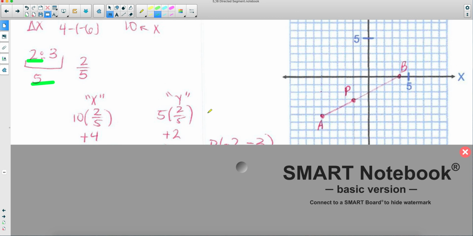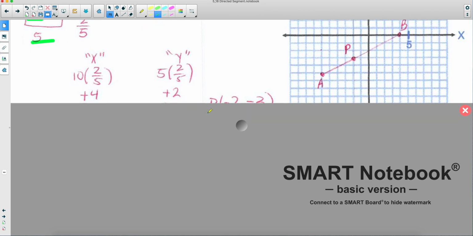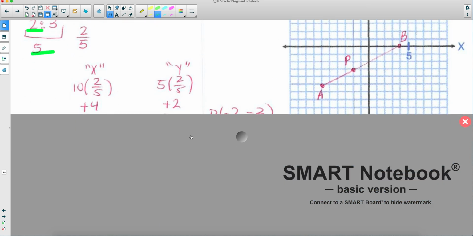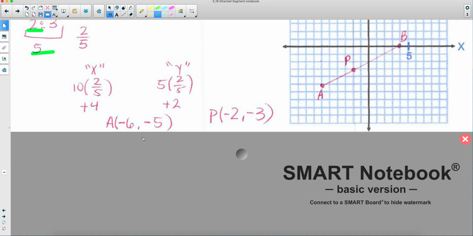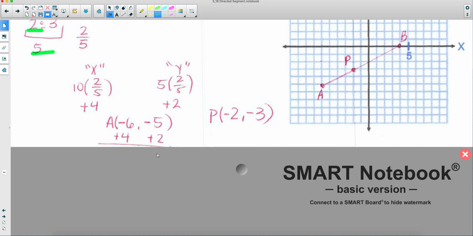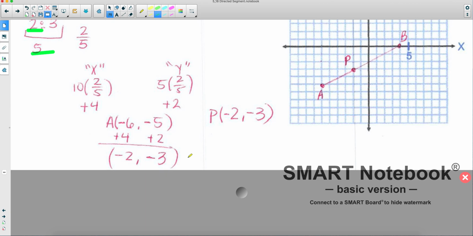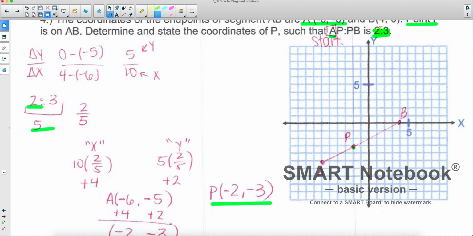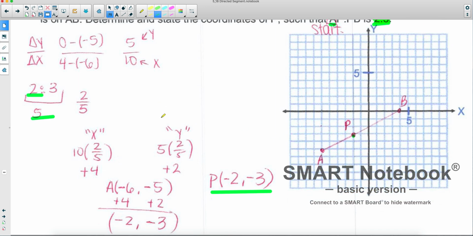Now figure out our starting point. Our starting point is going to be A, which is (-6, -5). So I'm going to list -6, -5, add 4 to x, add 2 to y, and we're left with (-2, -3). And there it is. This one looks a little bit less obvious, because if it's a 2 to 3 ratio, it's just a little less obvious, but we still have that 2 to 3 ratio.